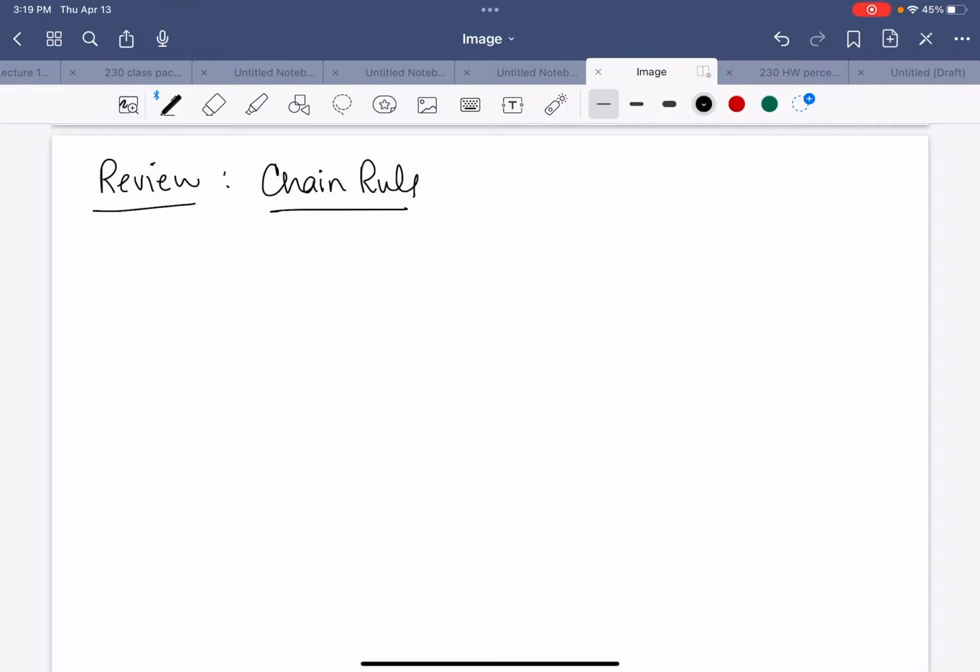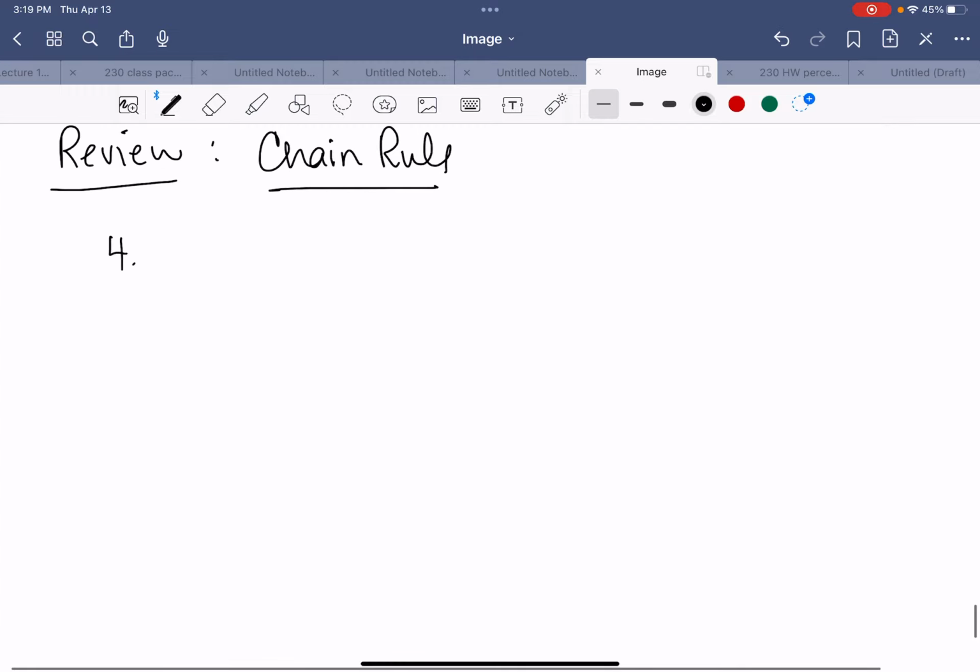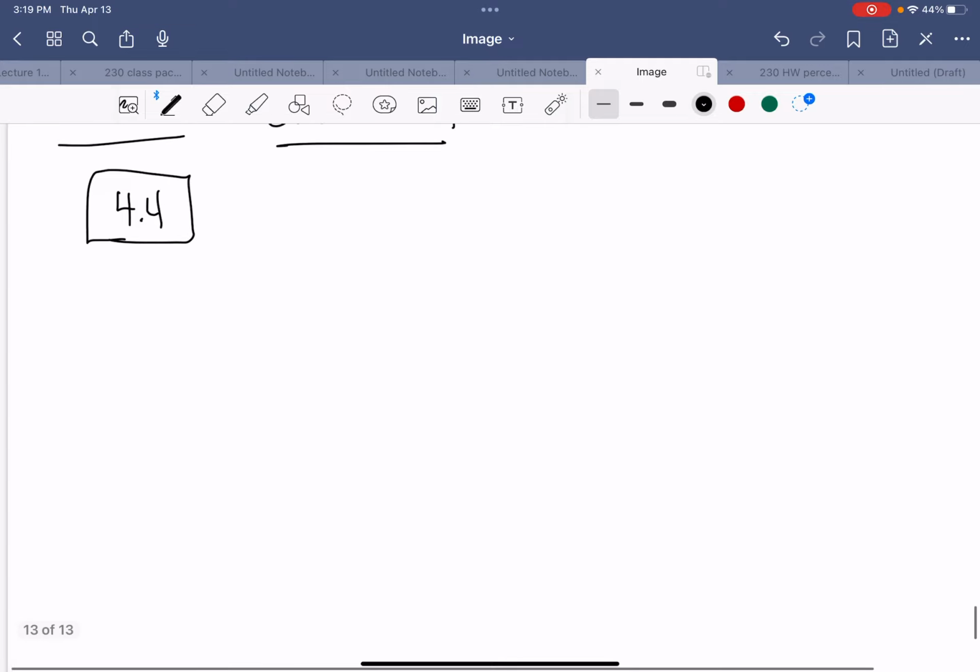Right, so the request was for some practice problems from chain rule and from section 4.4 on implicit differentiation. So we'll do some chain rule and then we'll do some implicit. So this is coming to you from section 4.4. Okay, and I'm just going to jump into some examples.